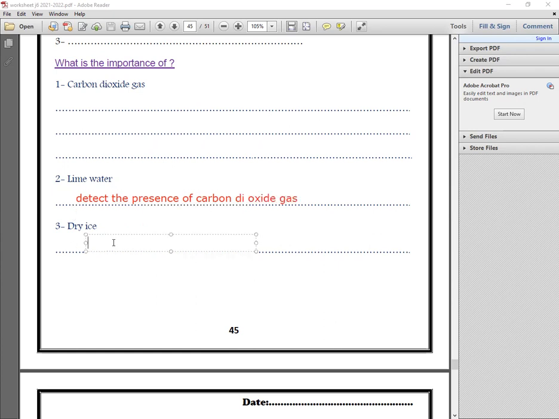Dry ice, what is the function of the dry ice? It is used in refrigerating or in refrigerators.